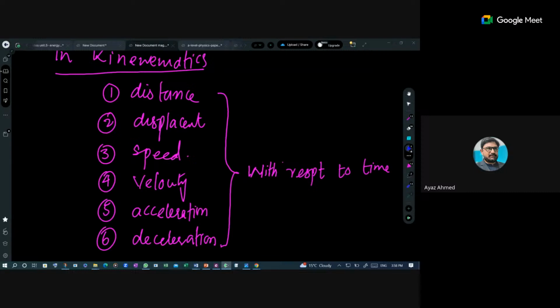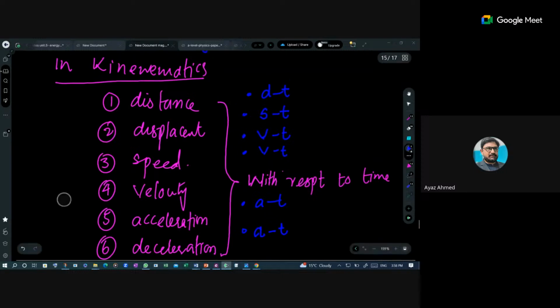So this tells me that we can discuss the distance time graph. We can talk about the displacement time graph, the speed time graph, the velocity time graph, the acceleration time graph, and then the deceleration time graph. So these six types of graphs can be discussed in our syllabus.